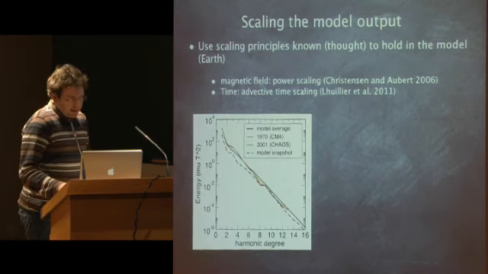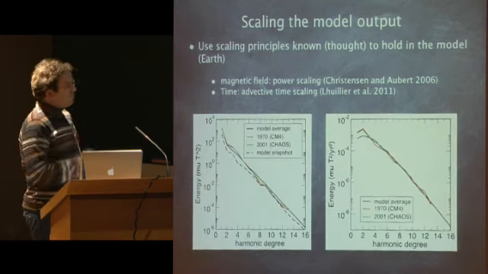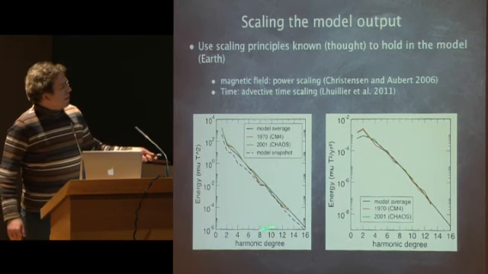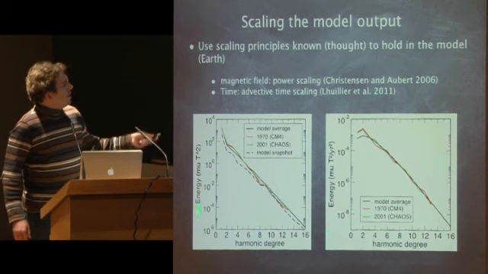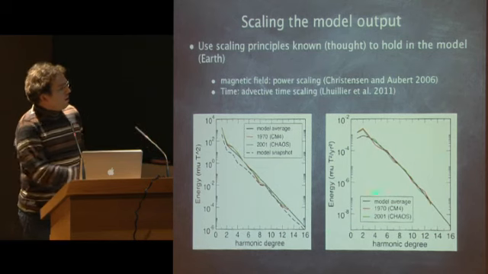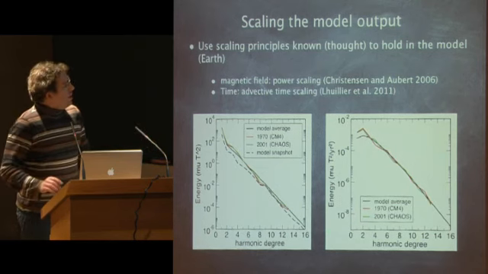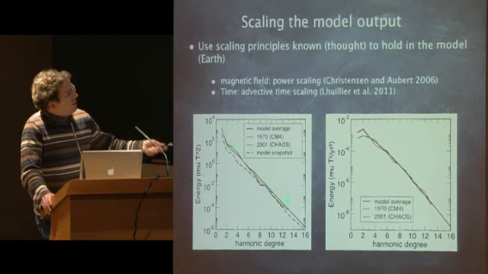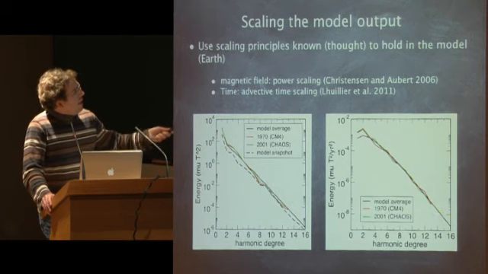And the result is that if you look at a typical magnetic field spectrum as a function of harmonic degree, energy of the magnetic field, or secular variation spectrum, you can have a good match between an average model behavior, which is in solid black here.